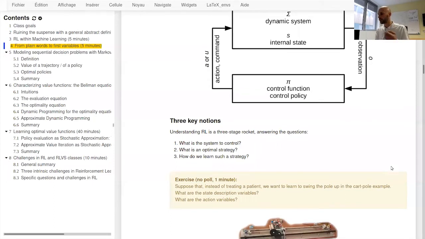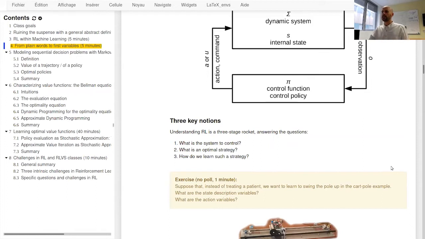So we will try to answer three questions. What is the system to control? What are its properties? What are the hypotheses I will make on the system to control? What is an optimal strategy? How can I characterize it? And once I know how to characterize that optimal strategy based on the properties of the system to control, how do I actually learn such a strategy? So we will actually only talk about learning in the last part of the notebook. That will be section 7.